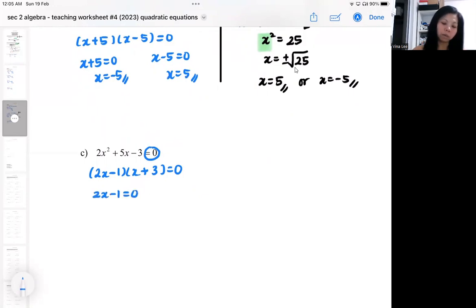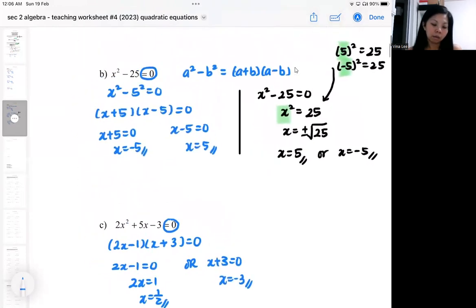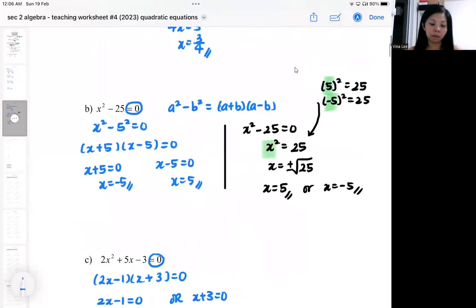First bracket is equal to 0, or second bracket is equal to 0. Okay, so this will be the approach. This one is the cross method. Okay, and then the second one is a squared minus b squared. The first one is the take out common factor.